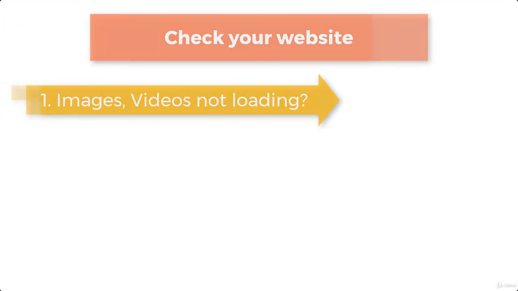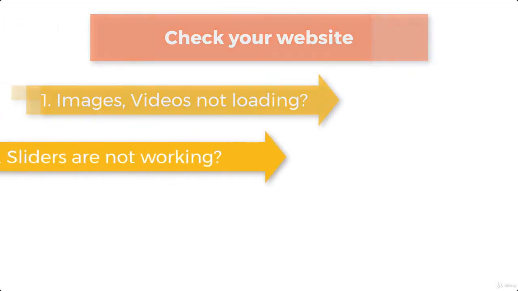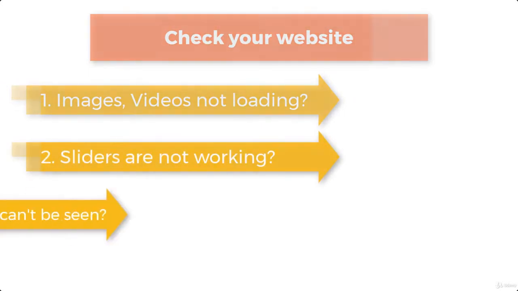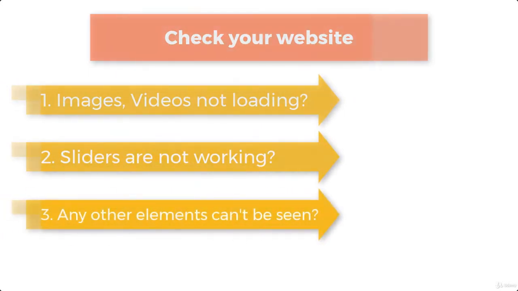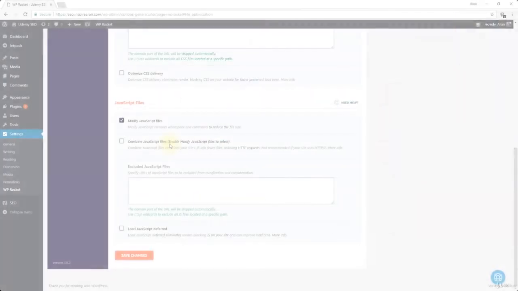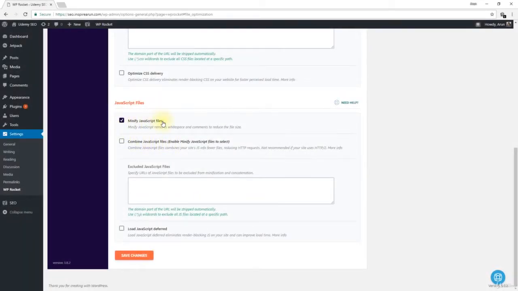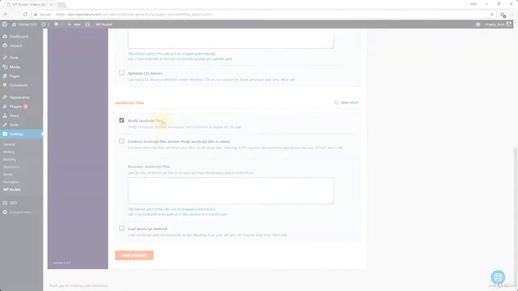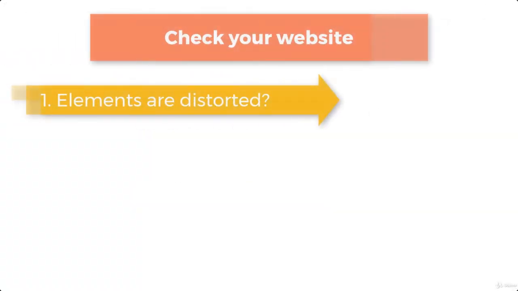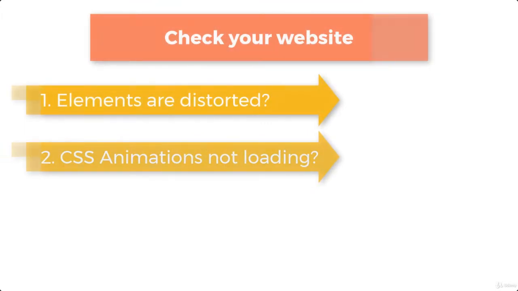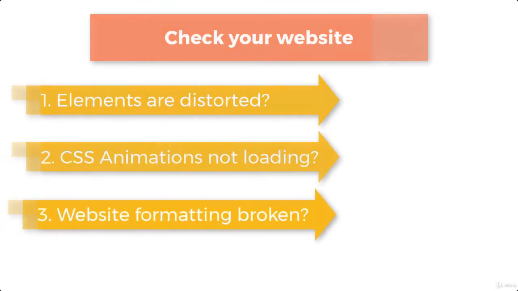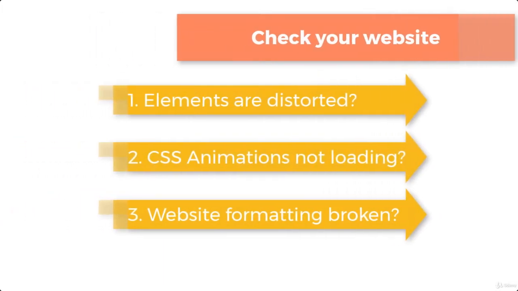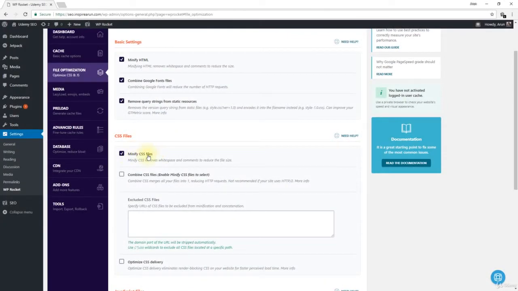If images, videos are not loading, or some sliders are not working, or if you are not seeing some elements, you need to disable Minify JavaScript files option. Click Save Changes and check your website again. If elements are distorted, or CSS animations are not loading, or there's no formatting styles loaded, then disable Minify CSS files option, click Save Changes button, and check your website again.